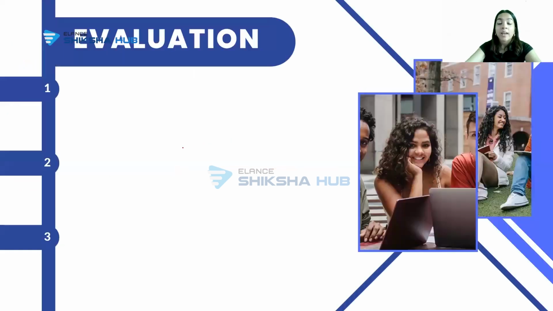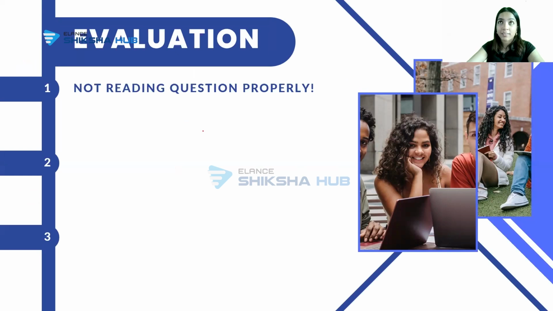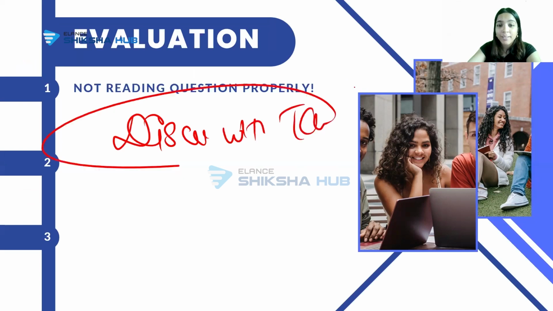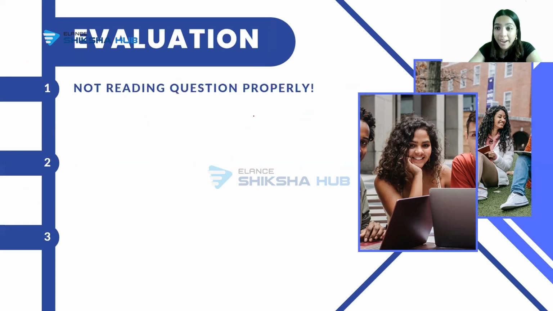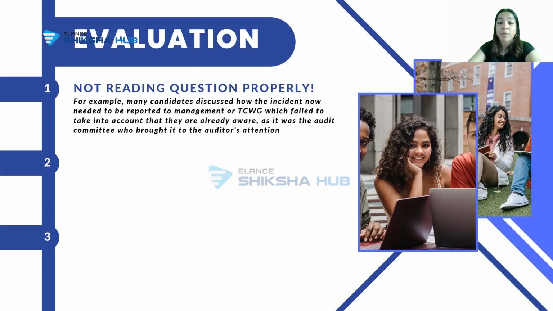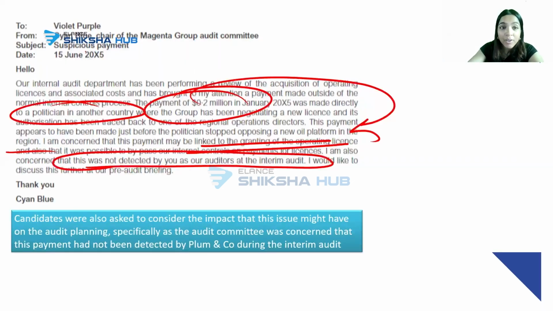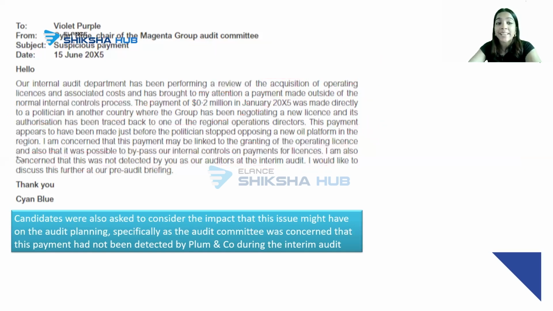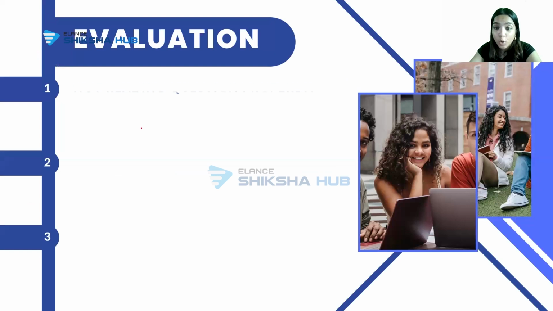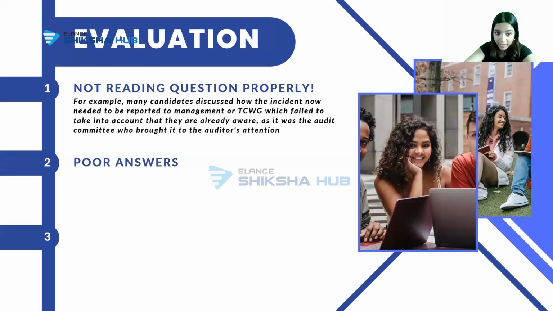Okay. So when it comes to this particular question, students actually wrote their favorite procedure: discuss with the TCWG. Guys, the moment you write this particular thing, it became absolutely wrong because the question itself mentioned that they already have the idea, and in fact, they were the ones who sent us the email. So you cannot just keep on telling them the same thing which they already know. So please read the question very properly.